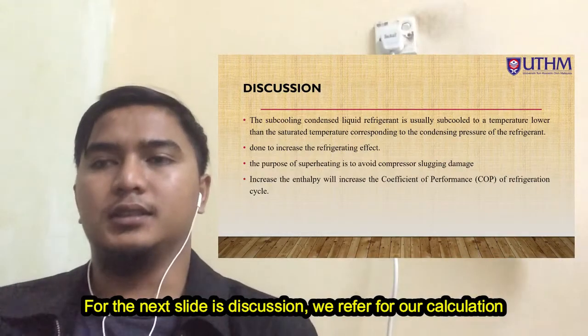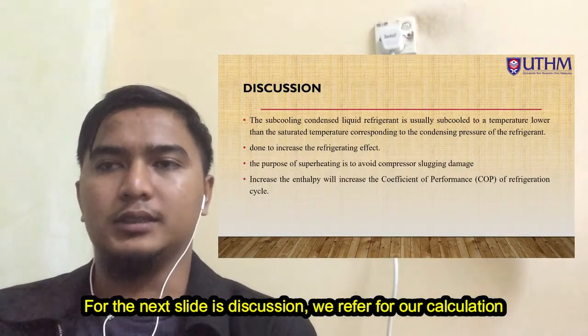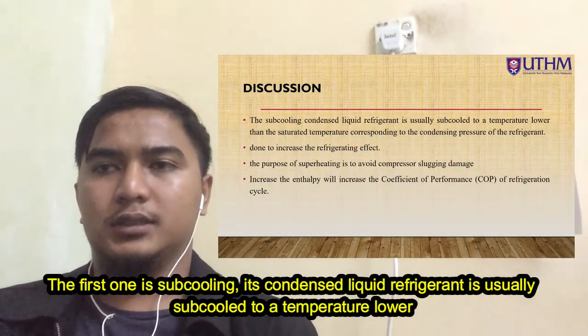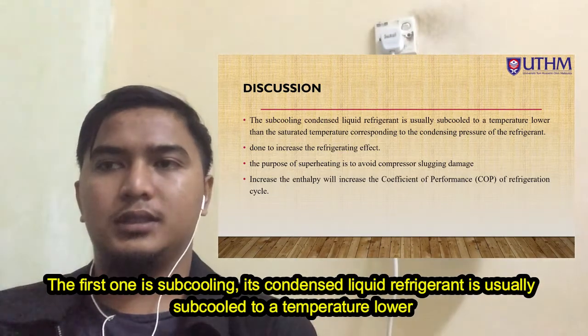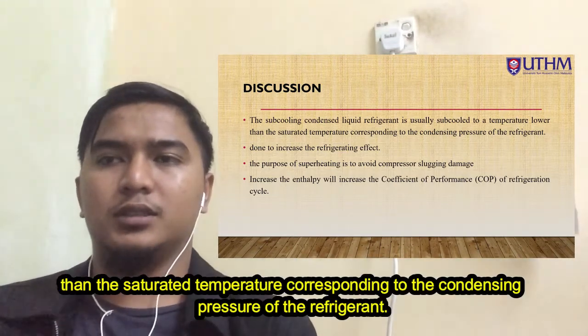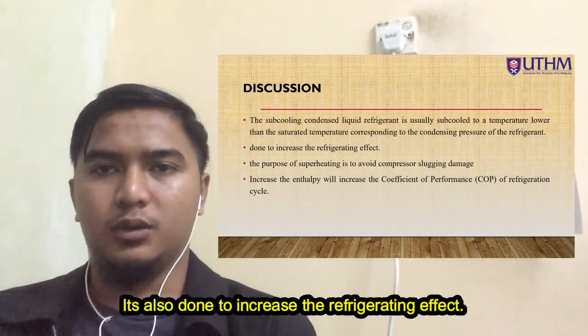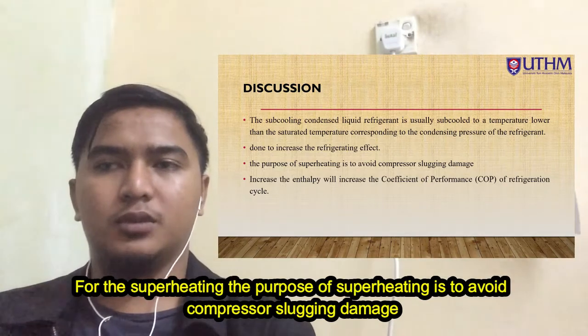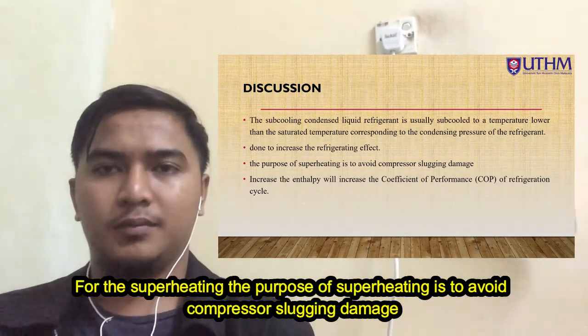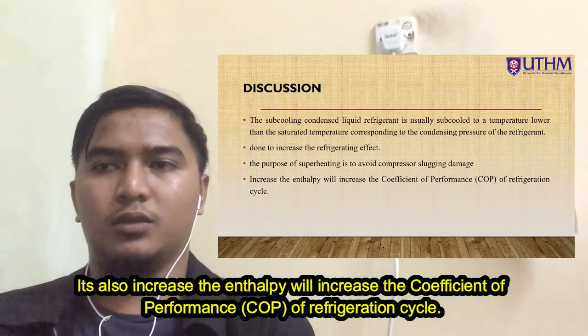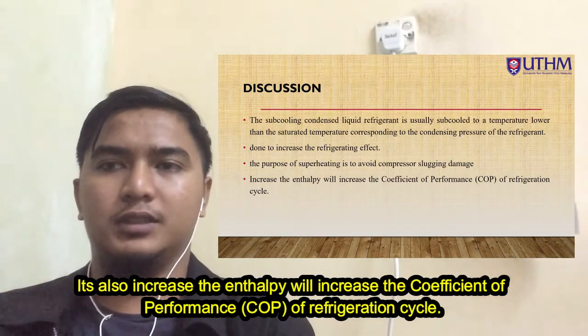For the next slide, the discussion, we refer to our calculation. The first one is subcooling. The condensed liquid refrigerant is usually subcooled to a temperature lower than the saturation temperature at the condensing pressure of the refrigerant. It is also done to increase the refrigerating effect. For superheating, the purpose is to avoid compressor slugging damage. It also increases the enthalpy, which will increase the coefficient of performance, COP, of a refrigeration cycle.